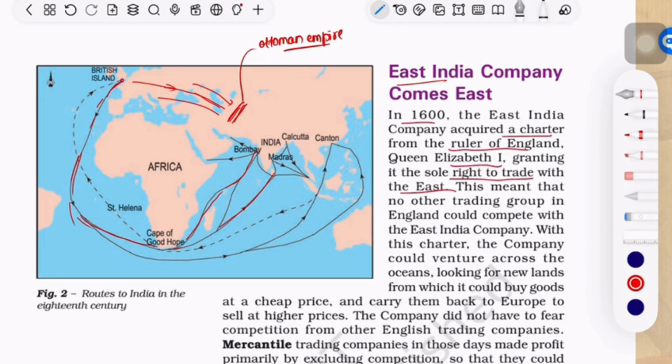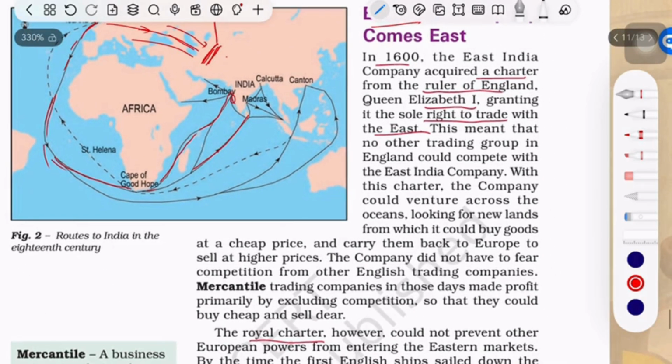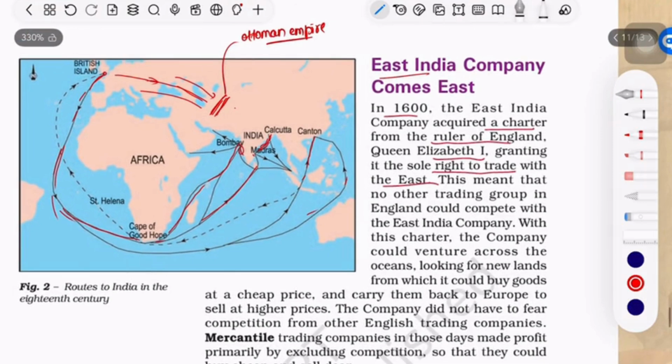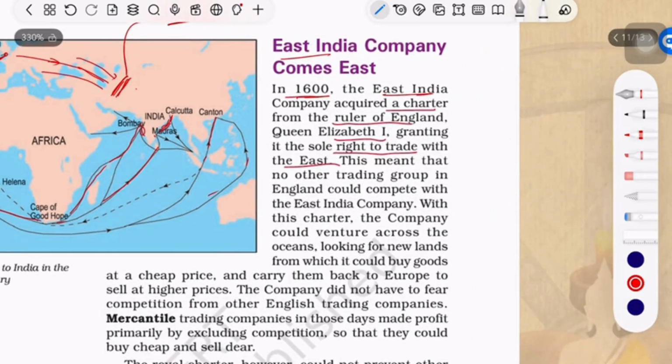In this course, in 1498, the Portuguese Vasco da Gama landed at this part, Goa. In a similar way, they went to Eastern Asia, then some other coastal parts of India, then Eastern India. The purpose is simple: this route was obstructed, so they took another route, a new line, for their trading purposes. In that course, in 1600, the East India Company acquired a charter from Queen Elizabeth.